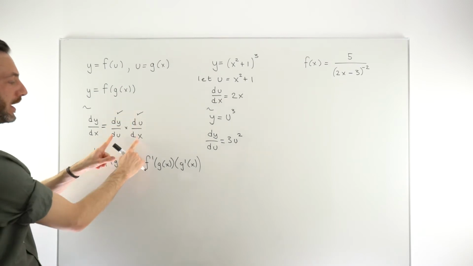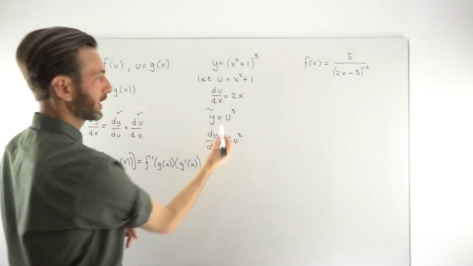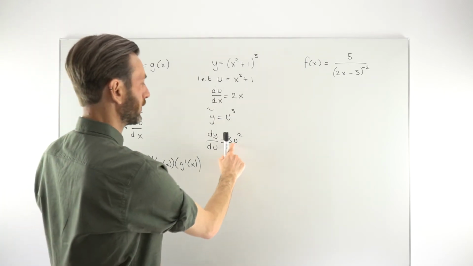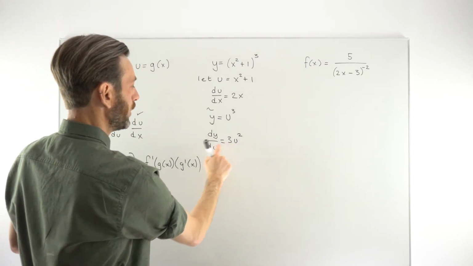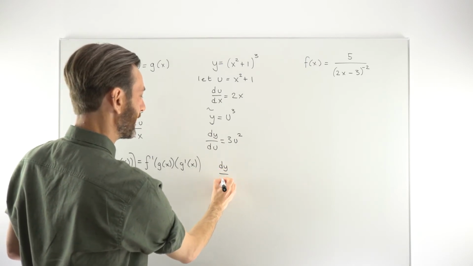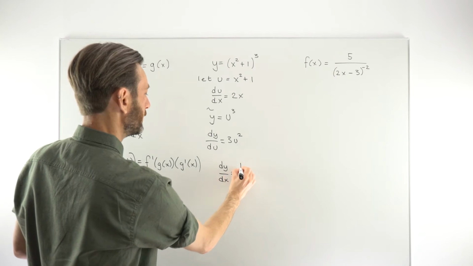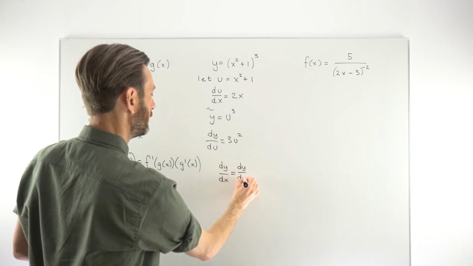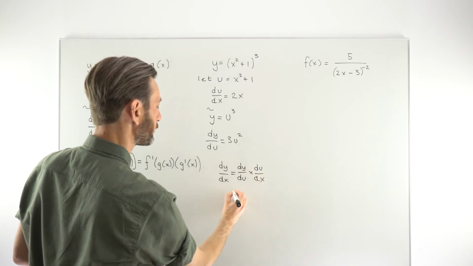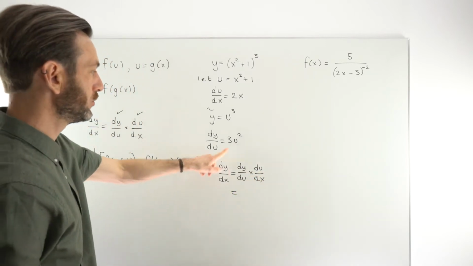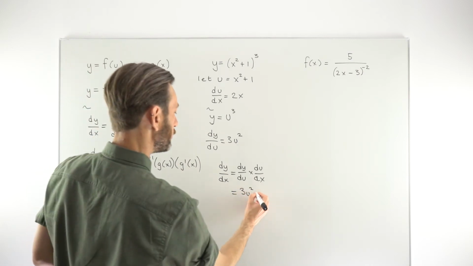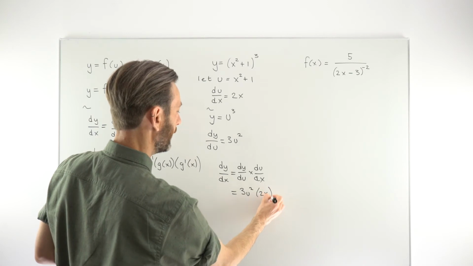Okay, all we need to do then is to look at our rule, because we've now got this guy here, and the rule just says multiply these two things together. In other words, multiply this guy to this guy. So actually, let's just write it out in full. We're going to get dy dx equals dy du times du dx. Okay, because that's what the rule says. dy du is 3u squared. du dx is 2x. I'll just maybe use a bracket to separate that out.